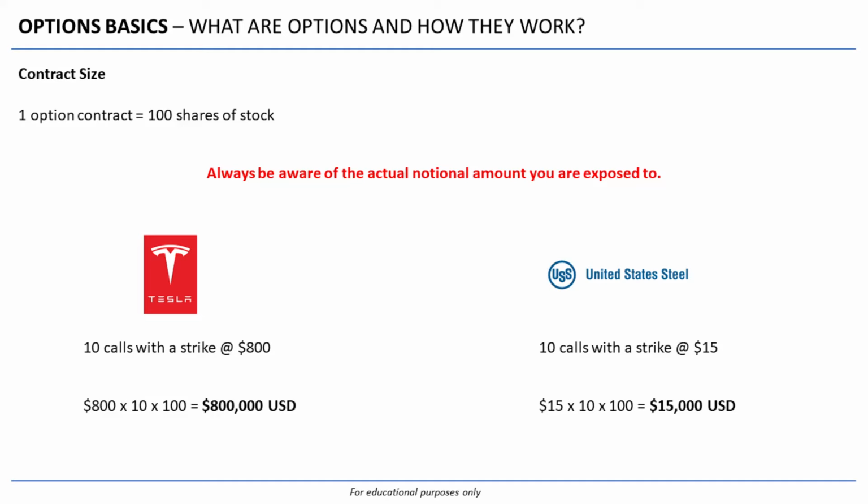For Tesla, it will be $800 times 10 times 100, and that equals $800,000. And for US Steel, it would be $15 times 10 times 100 equals $15,000. In both cases, we are talking about 10 options contracts. But in terms of the notional value, the difference is huge, almost 53 times.